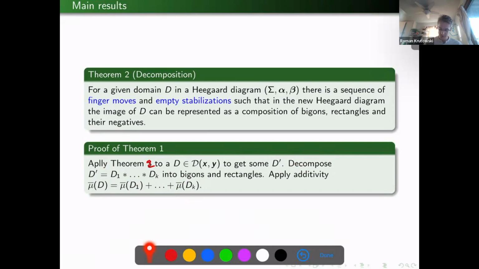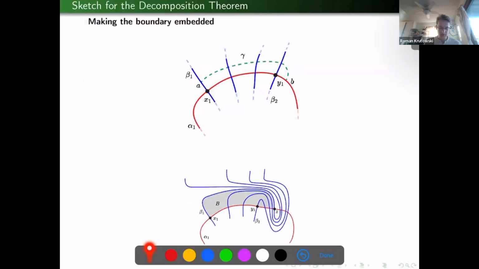So in the remaining time, I'll tell a bit about how one could prove this decomposition theorem. The strategy for this is to, at each step, make the domain look nicer. The first step is, assume we start with some domain D such that its boundary is not even embedded. So let us try to make it embedded. For instance, here we assume that x1, y1 is covered k times.